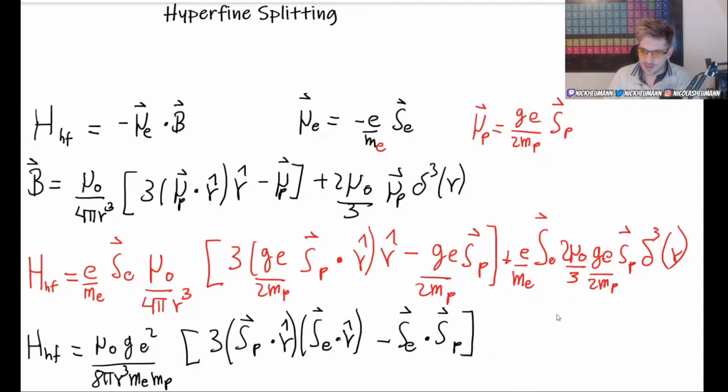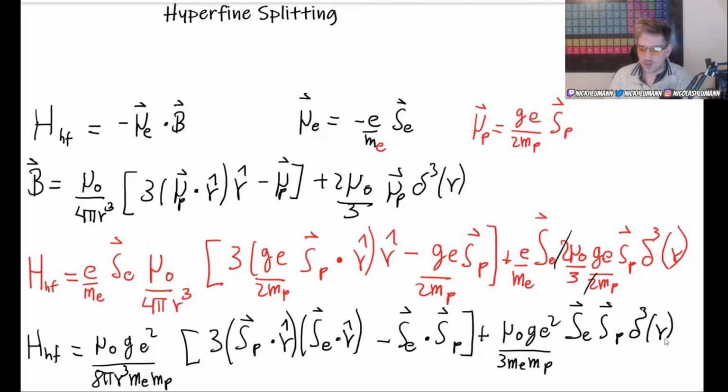Okay, and this final part, we get μ₀ g_e², the 2 cancels out with the other one, then we divide by 3, m_e m_p, and we already included this, then we have the dot product S_e · S_p, and δ³. Okay, so this is the Hamiltonian that we have to work with.